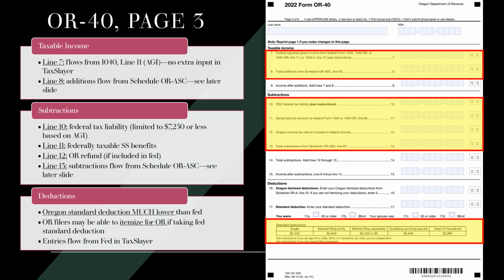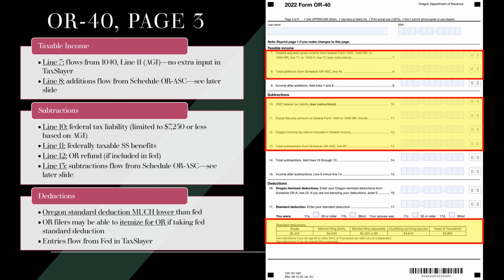Oregon has a standard deduction. However, as you can see highlighted here on the form, the Oregon standard deduction is much lower than the federal standard deduction. This means that some of our taxpayers may receive a better benefit by itemizing for Oregon, even if they could not get above the federal standard deduction amount.